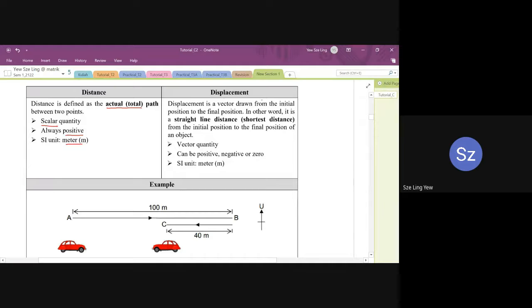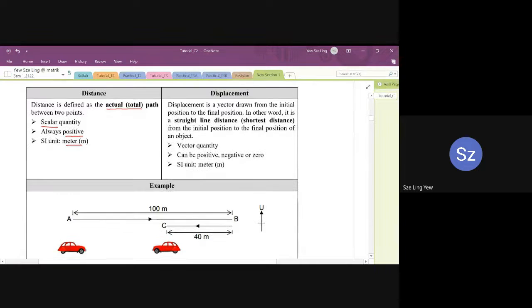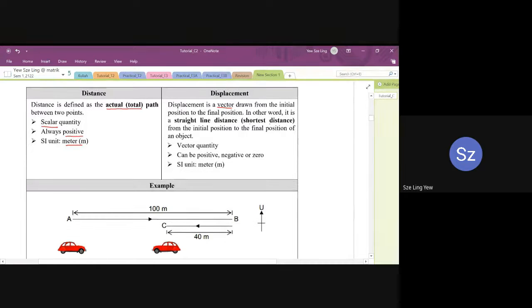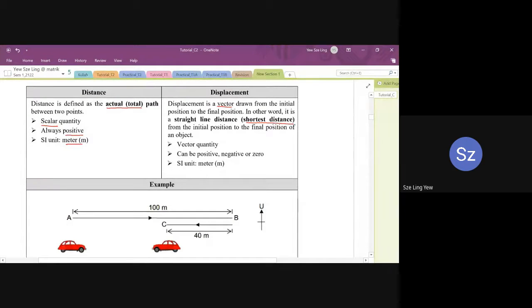When it comes to displacement, displacement is a vector quantity. You're looking at the shortest distance. We are going to look at the initial position to the final position. It is a straight line drawn from the initial to the final position. In other words, it shows you the shortest distance. So it doesn't represent the actual path. This is the main difference between distance and displacement.